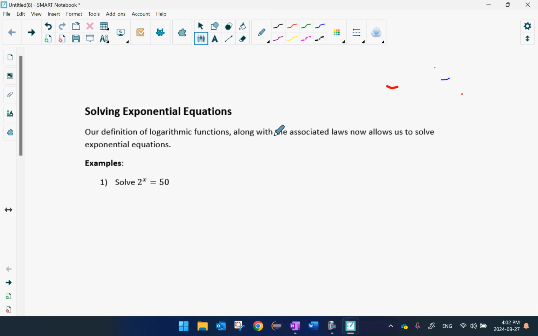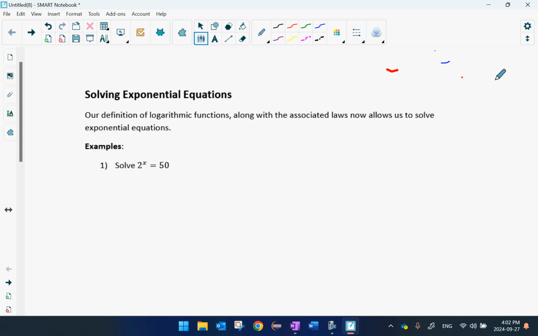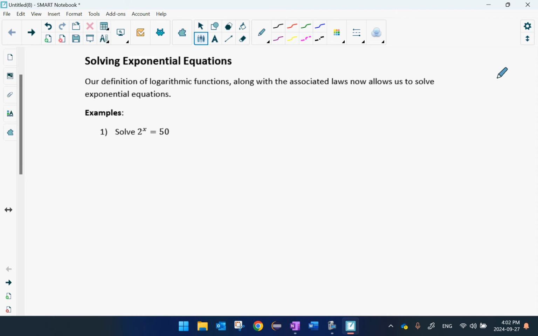Now that we know about logarithmic functions and we understand the laws of logarithms, we're finally ready to apply logarithms to solving exponential equations. So we've looked at exponential equations already, and of course an exponential equation like the one below, 2 to the power of x equals 50, is exponential because the unknown value that we're looking for is in the exponent place, 2 to the power of x.